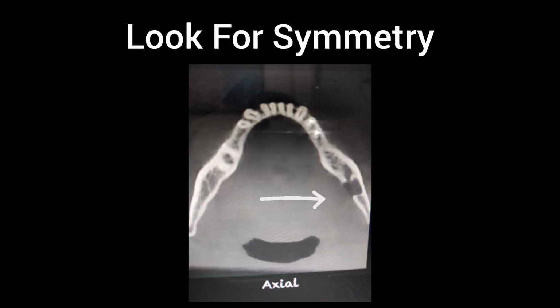Now this is an axial view. There is an asymmetry right there. We can see this area which is low density or radiolucent, and we do not see it on the other side. So there's no lingual cortical plate, but the surrounding area does look pretty well defined and looks like it has a nice rim of cortical bone on the inside, but again no lingual cortical plate. But we do see the lingual cortical plate on the other side.